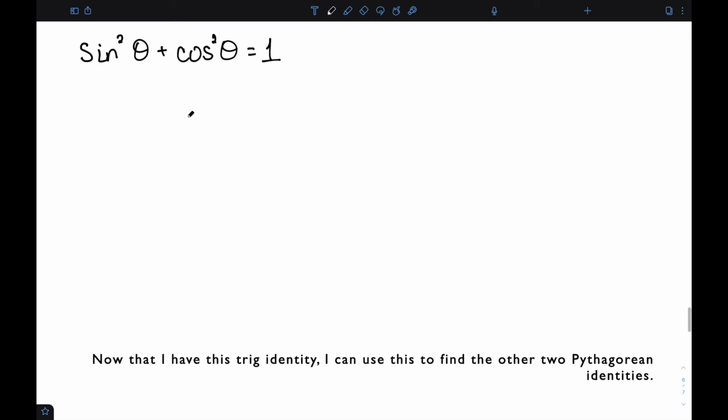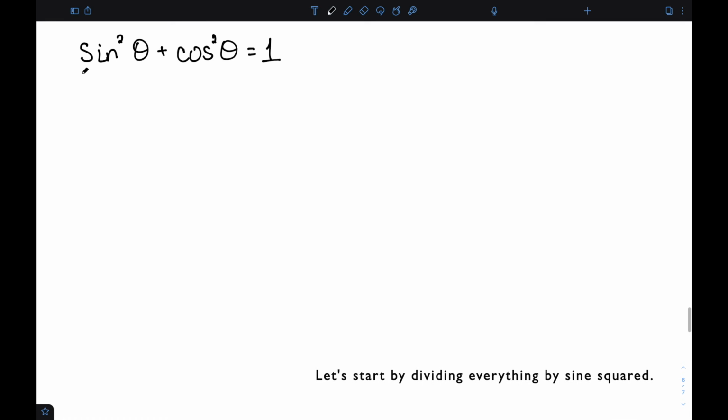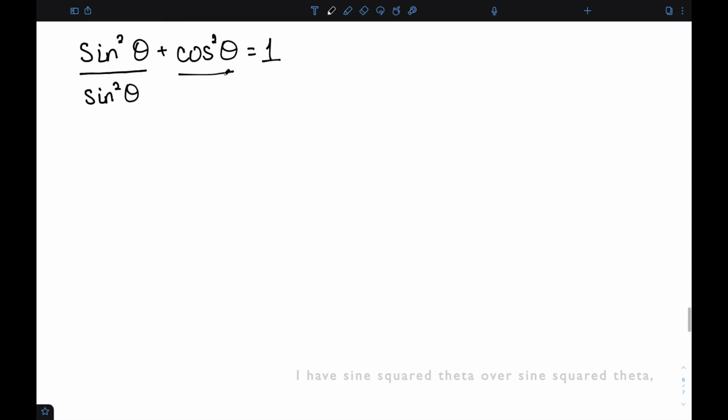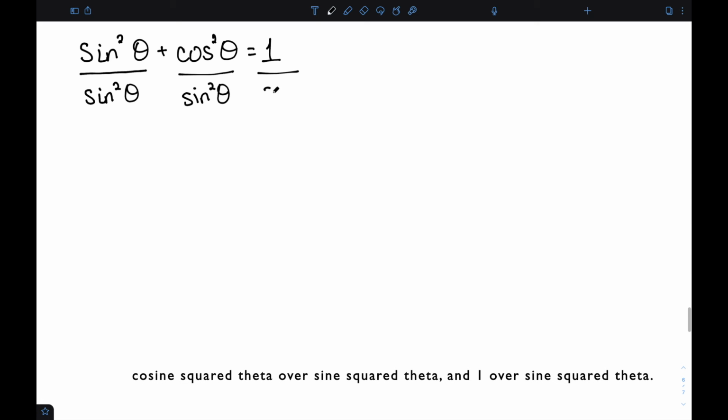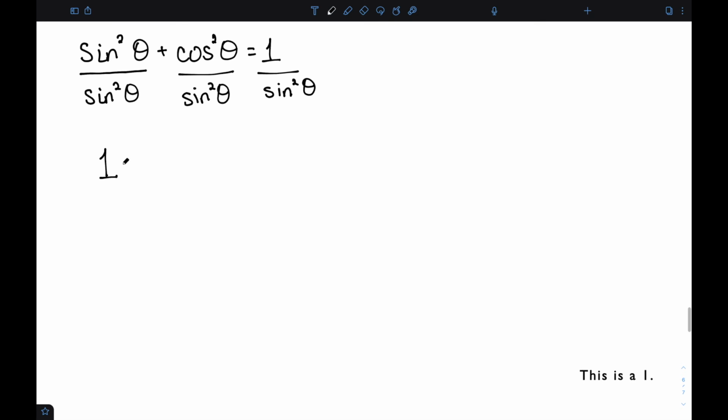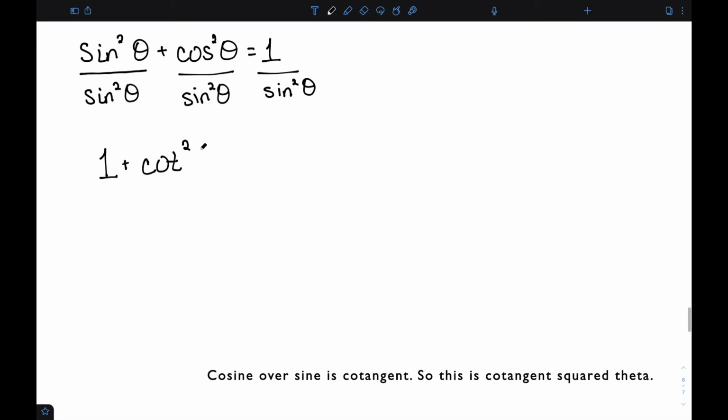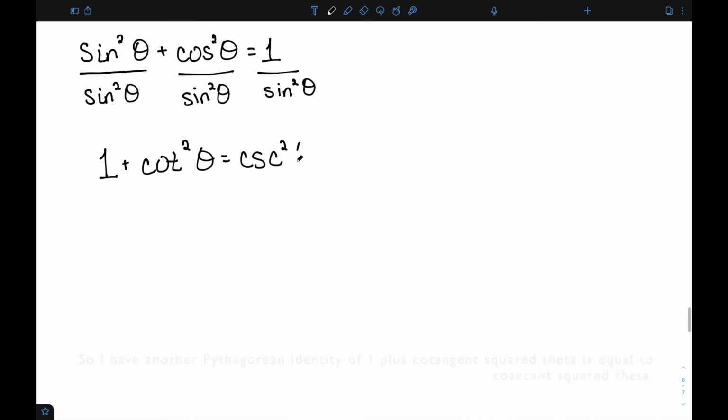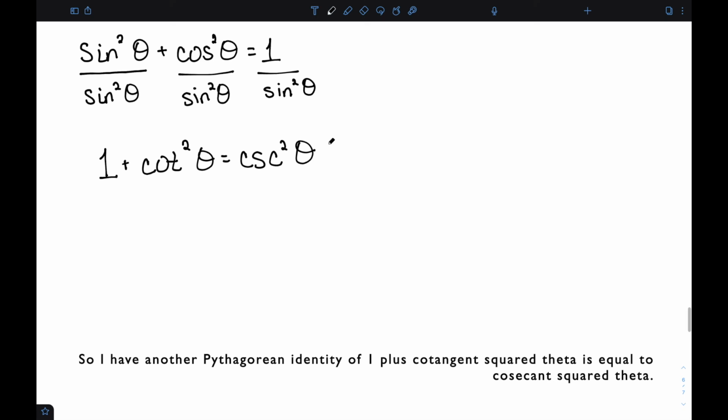Now that I have this trig identity, I can use this to find the other two Pythagorean identities. Let's start by dividing everything by sine squared. So I have sine squared theta over sine squared theta, cosine squared theta over sine squared theta, and 1 over sine squared theta. This is a 1. Cosine over sine is cotangent, so this is cotangent squared theta. And 1 over sine squared is cosecant squared. So I have another Pythagorean identity of 1 plus cotangent squared theta is equal to cosecant squared theta.